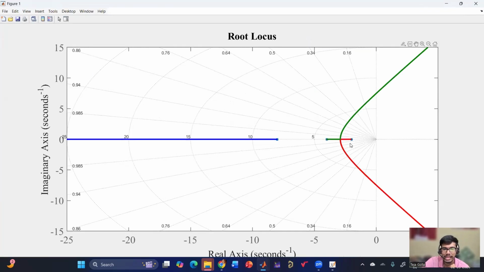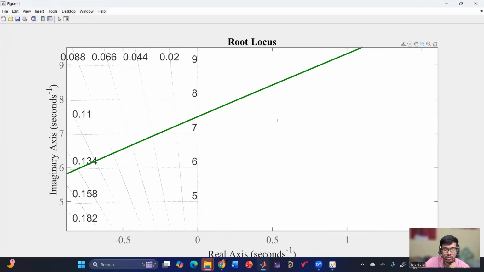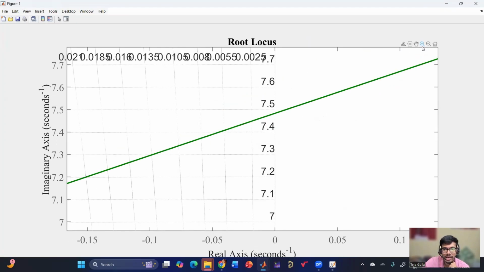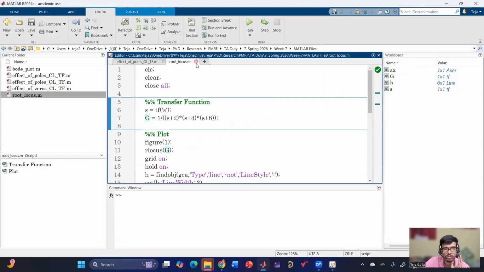Now here if you see, it is crossing the imaginary axis at a certain point, as we have discussed. So it is crossing at this. Now, as I have said in my earlier videos, if you click at this point, it will show the gain. So let me click at this point. So it is saying that at gain equals to 720, it is crossing the imaginary axis. So I have done the root locus to see what will be the gain at which it is crossing the imaginary axis. Is that clear? Yes, sir. Yeah.